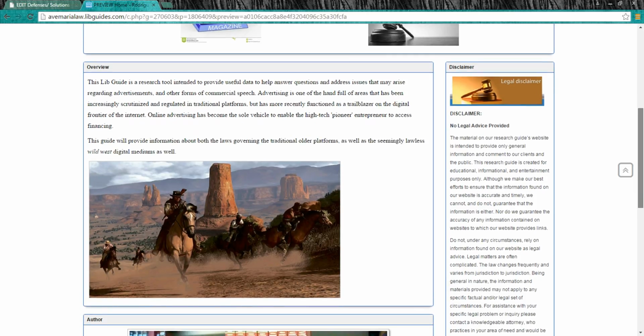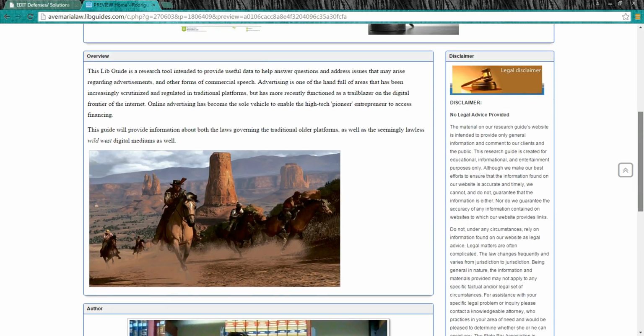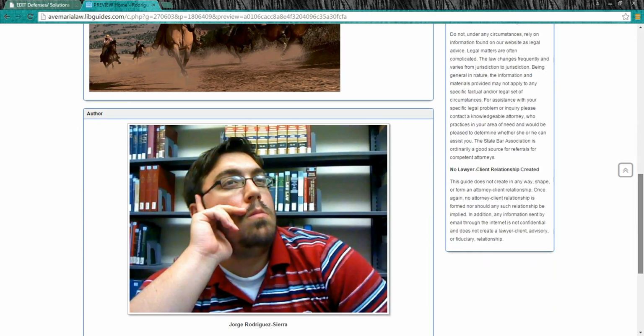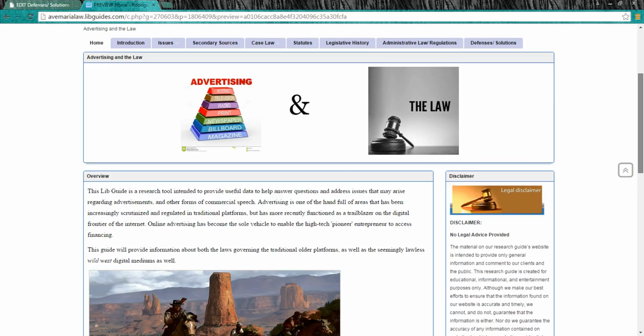So the first page is pretty straightforward. I have the Wild West graphic. I have a picture of me as the author. To the right, there's the disclaimer.